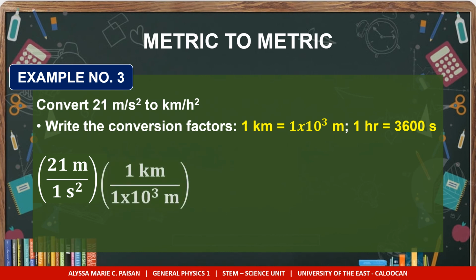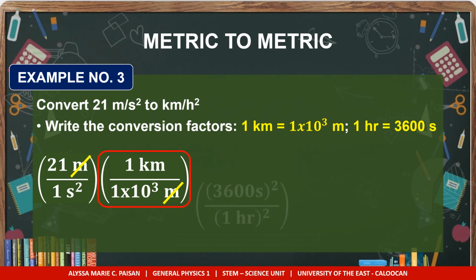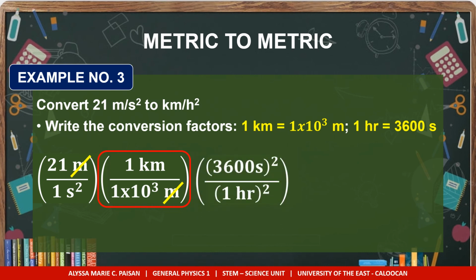Our first conversion factor will be 1 kilometer over 1 times 10 raised to 3 meters so that we can cancel meter. Our conversion factor for time will be written as 3,600 seconds squared over 1 hour squared. And just like in the other example, remember that we should also square the numerical value of 3,600. So now we can also cancel the unit second squared.